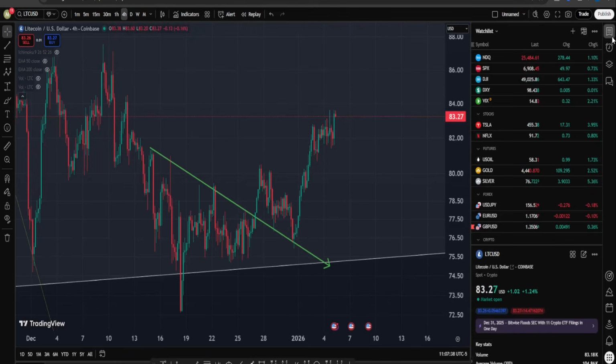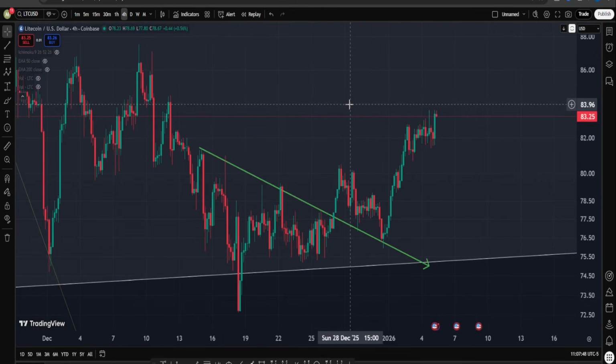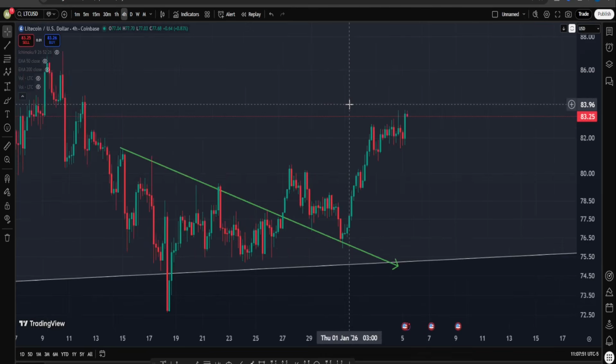In this update, we are going to check out Litecoin's price chart and see what is going on here. I'm going to tell you why I think our move up is going to continue, and we're going to talk about basically different possibilities. So, are we ready? Let's dive in and see what is going on.